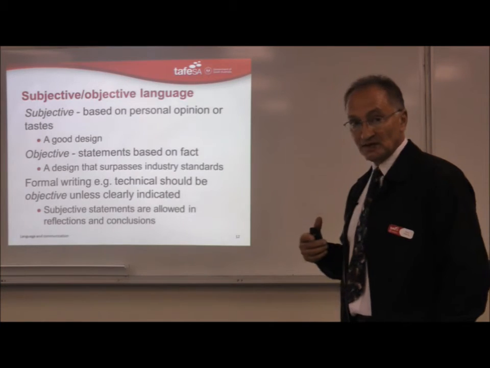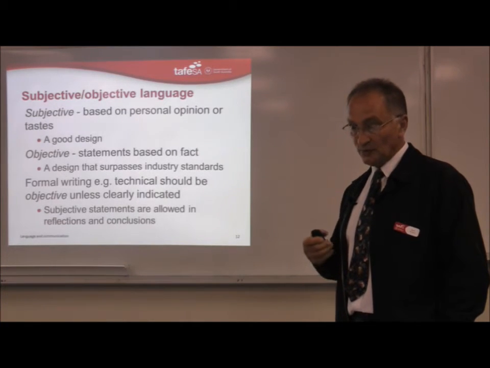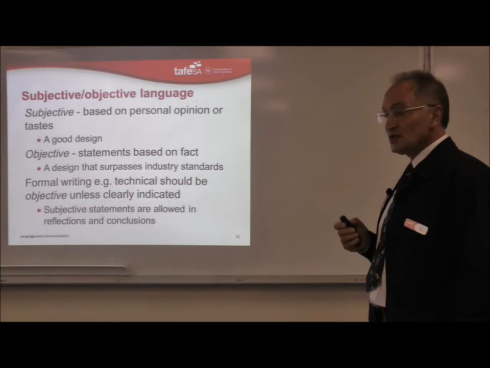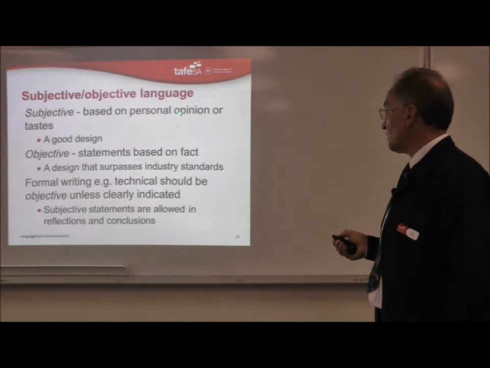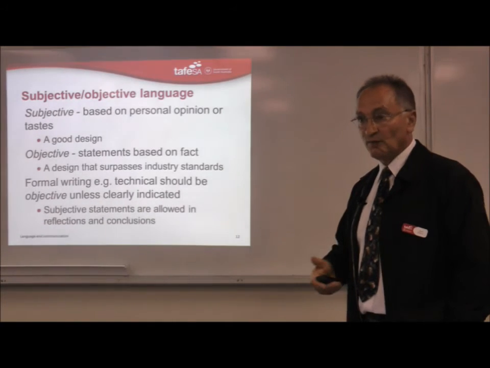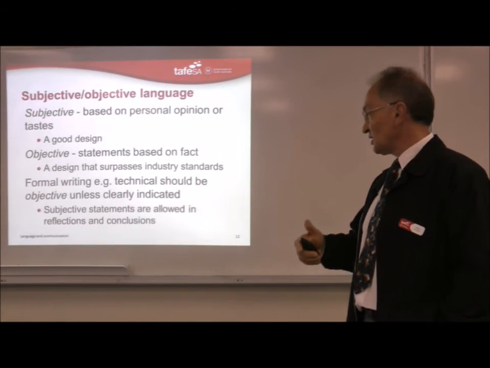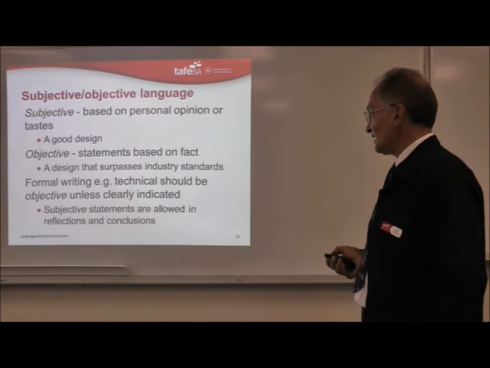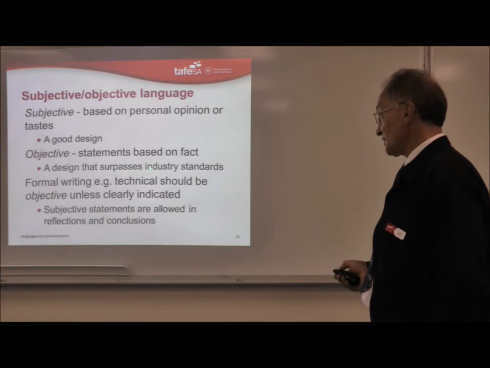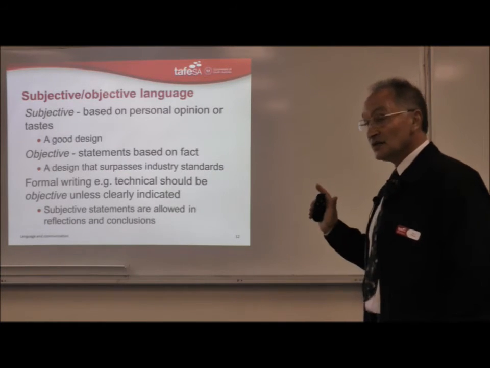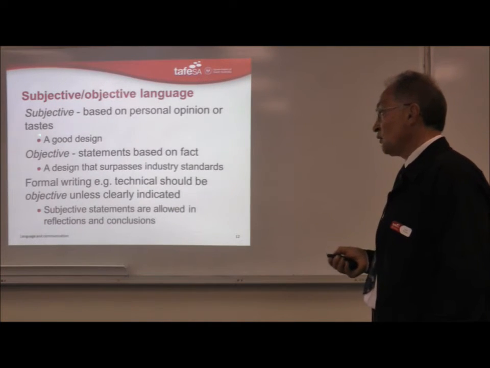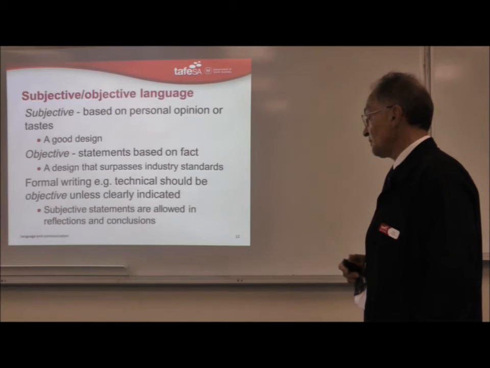Now with writing, especially when we're talking about technical writing and report writing, we need to be aware of the difference between subjective and objective language. Subjective language is language based on personal opinion or personal taste. Saying that I did a good design, I performed a good task, I wrote a very good assignment is subjective. Objective is one based on fact. Saying that a design that surpasses industry standards, the same opinion will hold no matter who is looking at that design, as opposed to the first one, which is subject to personal tastes and personal opinions.